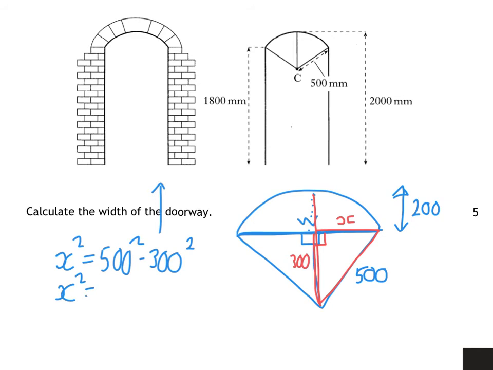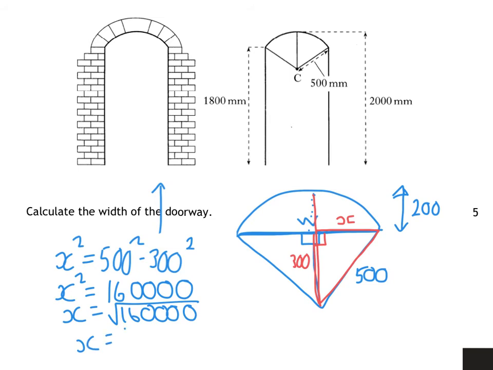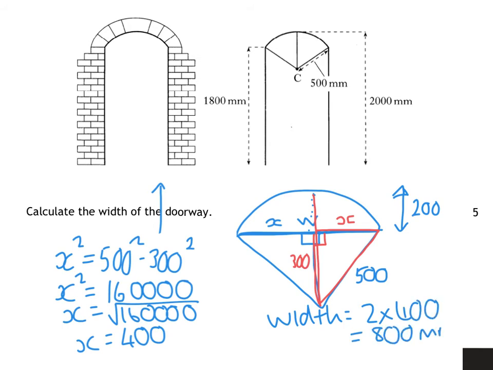And if we type that in, it gives you 16 with 4 zeros. When you square root that, you will get 400. Okay, so if x is 400, remember we've got 2 of them, so the width is 2 times 400. The width is 800 millimetres. Okay, so the starting off of that one's a bit trickier because it doesn't look like your standard tunnel tanker question.